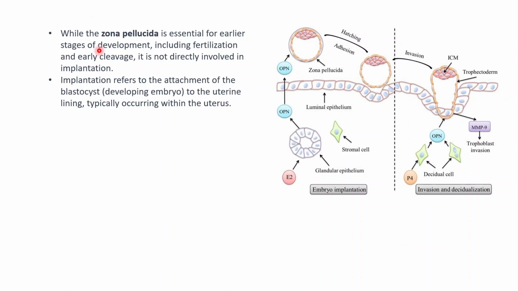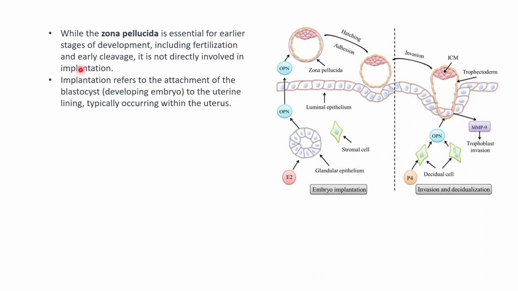if you recall what is the function of zona pellucida, while the zona pellucida is essential for earlier stages of development, including fertilization and early cleavage, it is not directly involved in implantation. So zona pellucida is very important for sperm guidance and fertilization. Without zona pellucida, there can be multiple sperms fusing with a single egg, and also competent sperm cannot be filtered out. So the zona pellucida only allows one sperm to fuse with one egg. So it is very important during fertilization.